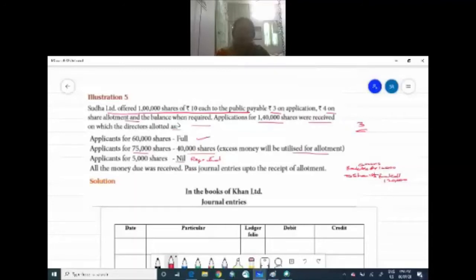So it's an easy way. I'll tell you an easy method for you to do this problem. Below this problem, you have a table. You can fill in the table also and work out the problem. Now, this is a very easy method.